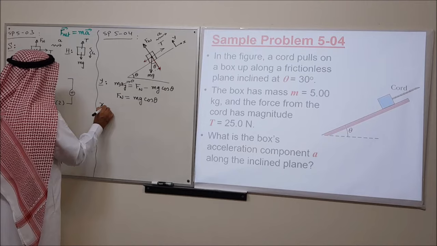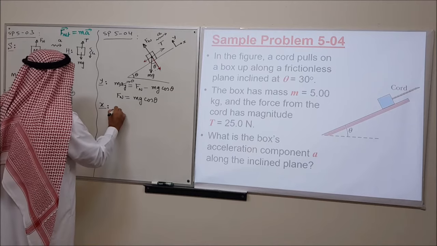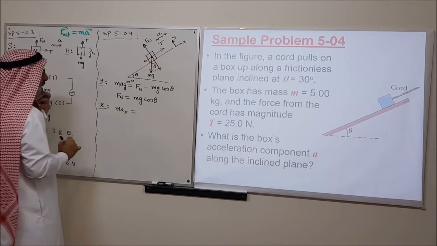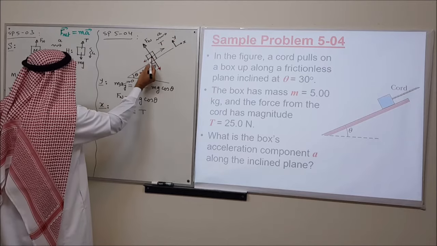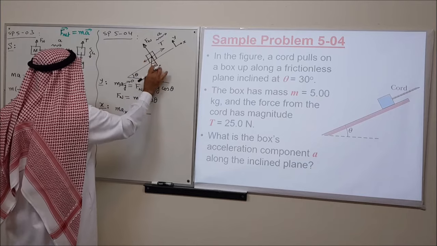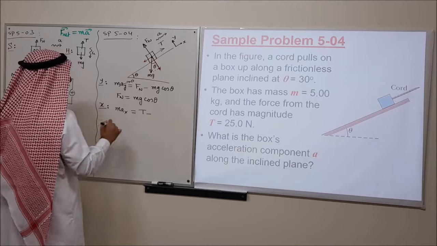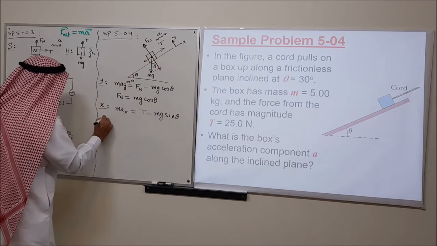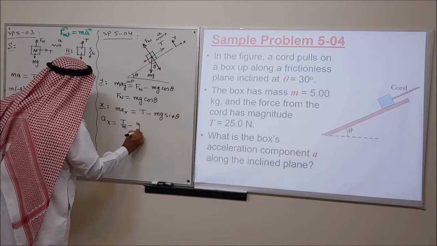Now let's look at the x direction. What is happening there? There is the acceleration that we want to find. So we have max, the acceleration along the incline, is equal to the net forces in the x direction. We have the tension in the positive x direction, and then we have the x component of gravity in the negative x direction, so it is minus. How much is that? That's the side opposite to the angle, so that will go with the sine, mg sine of theta. And therefore the acceleration, dividing by m, will be T over m minus g sine of theta.